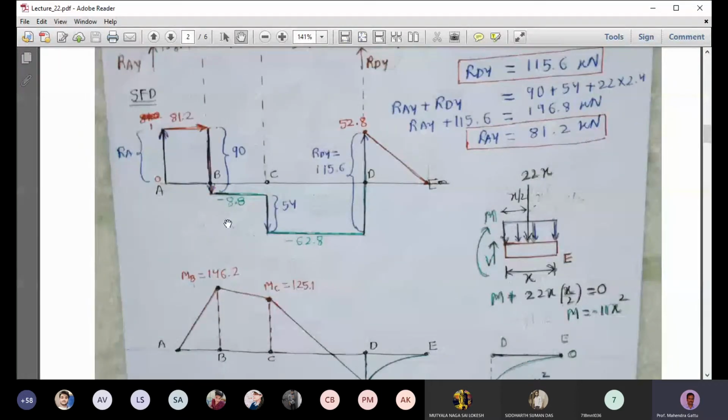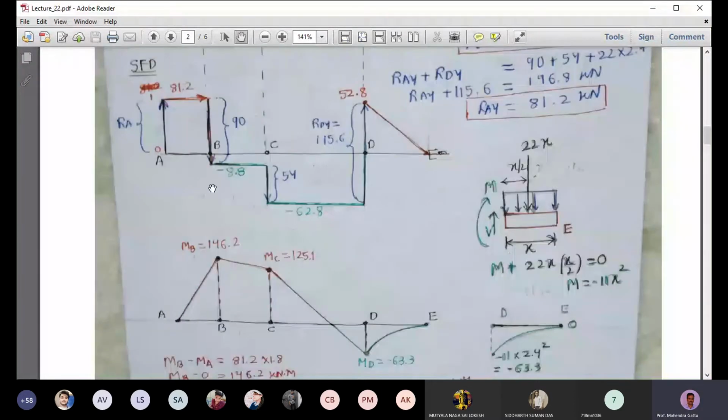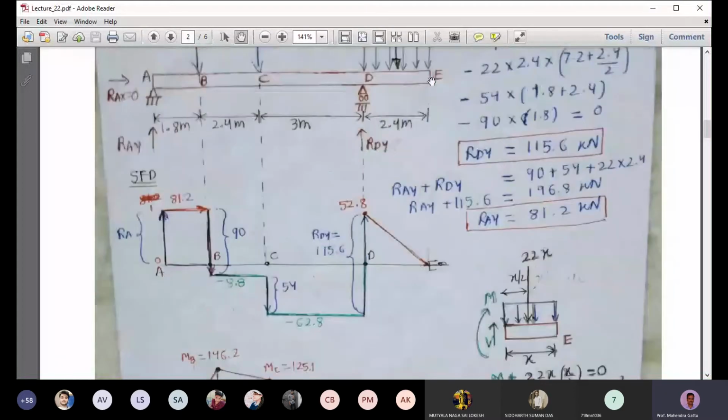Okay, so we'll draw the bending moment diagram. For drawing the bending moment diagram, first we know that bending moment at A is 0. So MA is 0, and we also know at E it is 0, because at E it is 0 and at A it is 0. So let's start from A.